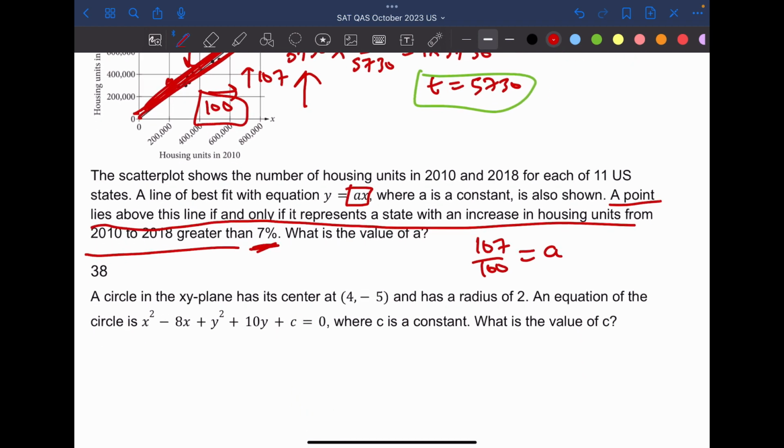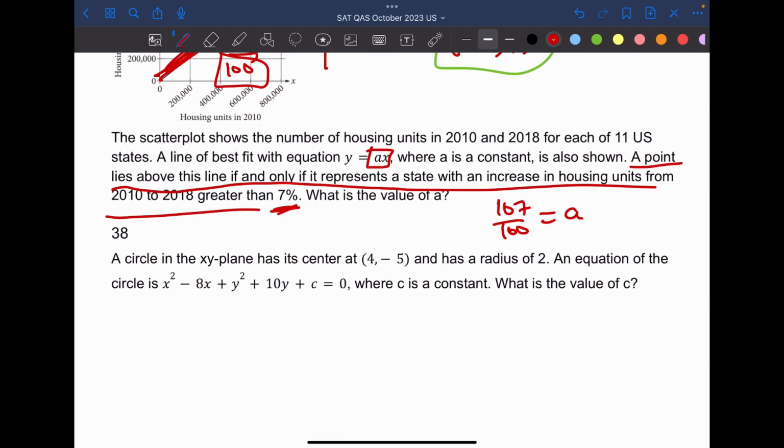Okay. Last question, question number 38. A circle in the xy-plane has its center at (4, -5) and has a radius of 2. An equation of the circle is x squared minus 8x plus y squared plus 10y plus c equals 0, where c is a constant. And then it asks you, what is the value of c? Okay, so let's try to rearrange this equation so that we have (4, -5) as our center, and we have a radius of 2.